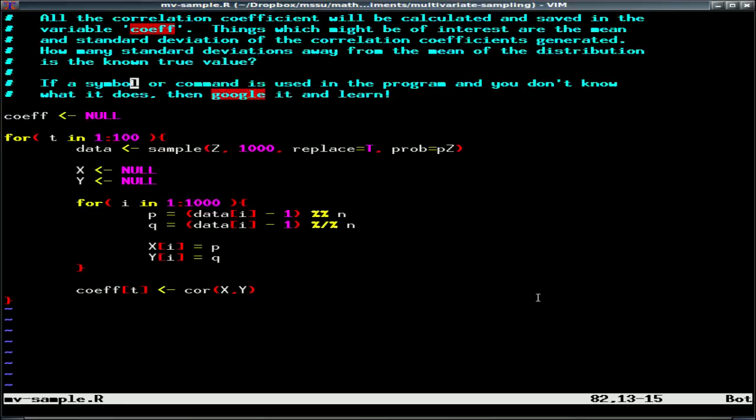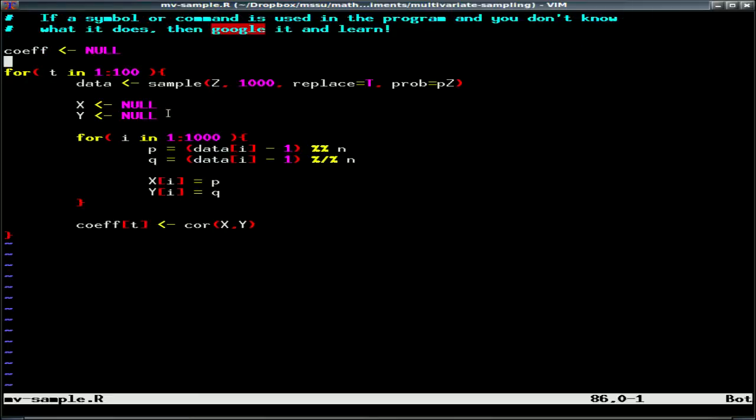Now we actually get to the real heart of what the program does. There's just this really tiny loop down at the bottom. We set up our coefficients. COEFF, our COF, will be our vector of correlation coefficients. In this program, we enter the loop and we're going to run this loop 100 times, the number of times that we're running this experiment.